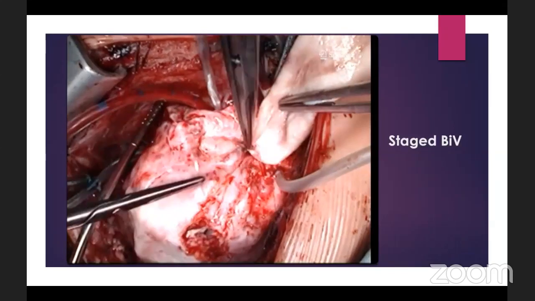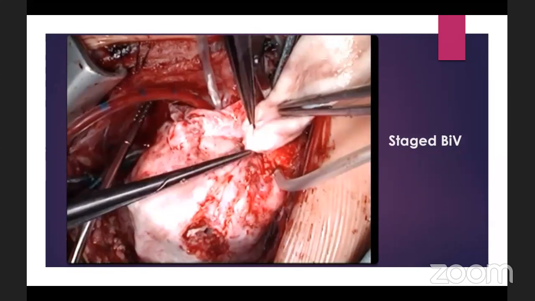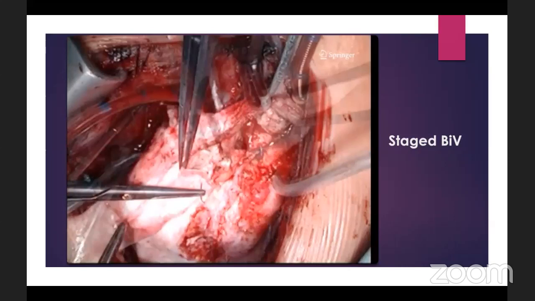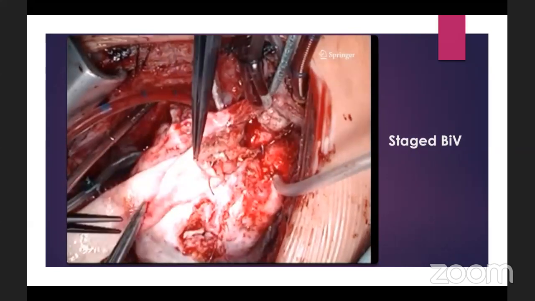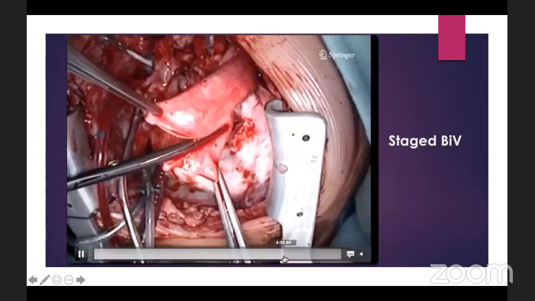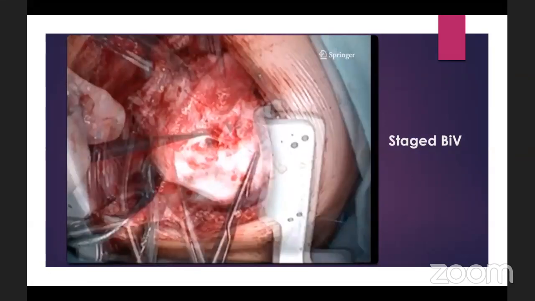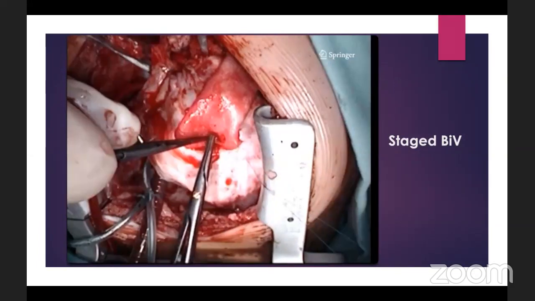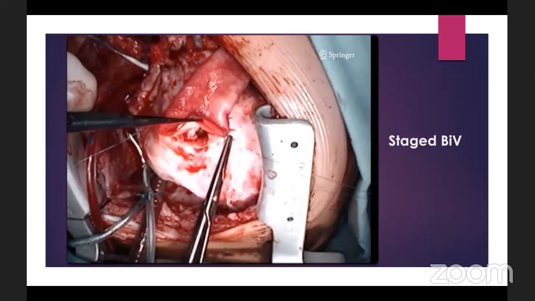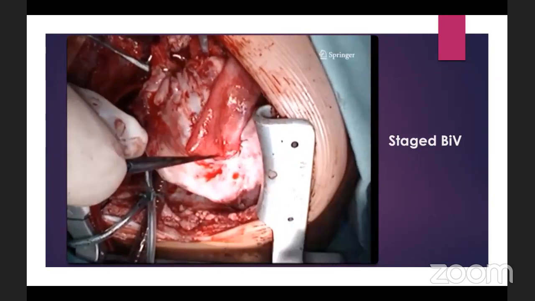And finally, a valved conduit, in this case a bovine jugular vein graft or an Integra, is anastomosed to the bifurcation. And lastly, to the ventriculotomy. And this converts a first stage palliative single ventricle repair into a more definitive biventricular repair.